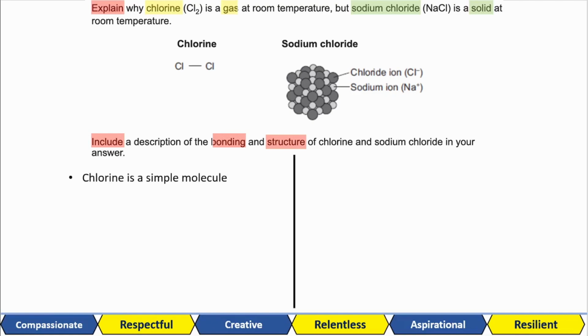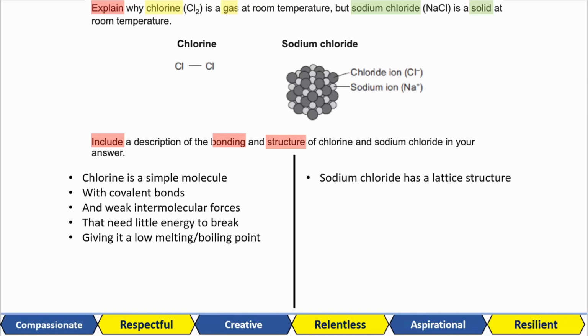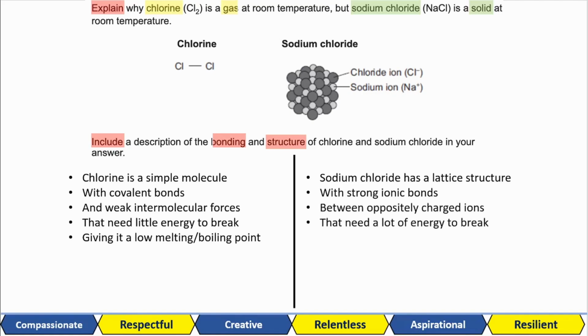Chlorine is a simple molecule with covalent bonds and weak intermolecular forces that need little energy to break. This gives it its low melting and boiling point. However, sodium chloride is a lattice structure with strong ionic bonds between oppositely charged ions that need a lot of energy to break, giving rise to the high melting and boiling point.